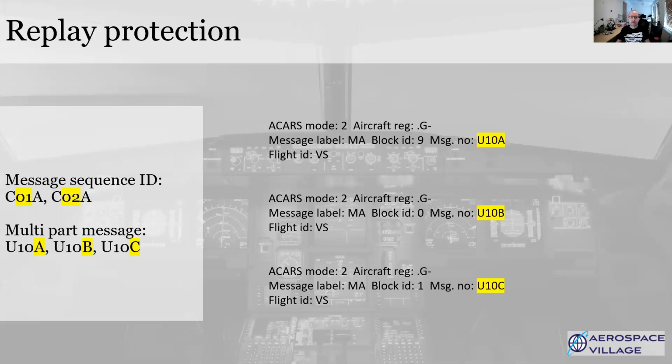Sequential messages are sent with an incrementing number in the header, so C01, C02, for example. Because of the 220 character limit, larger messages, like our maintenance data, can be split across multiple ACARS transmissions, but with a letter suffix to denote their position in the multi-part message. So for example, U10A, U10B, U10C, etc. The next separate message from this particular aircraft would then be U11A, and so on.